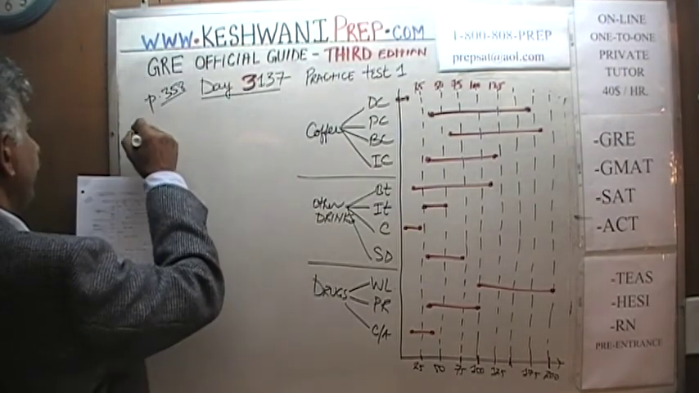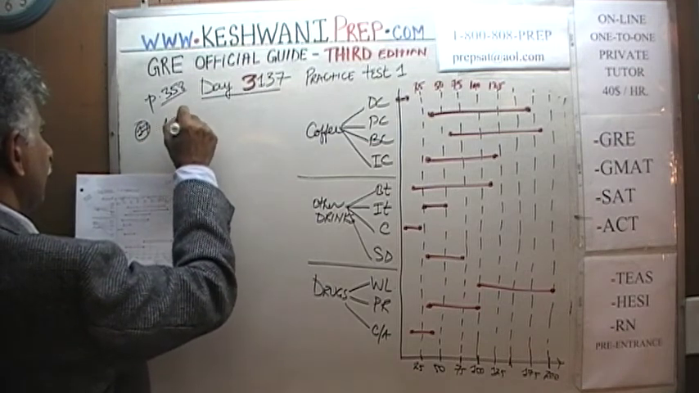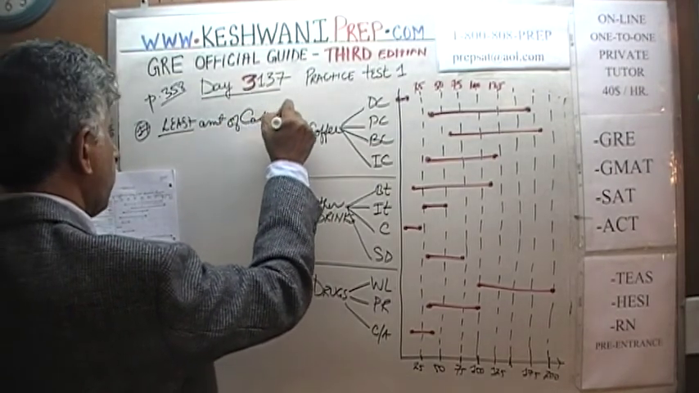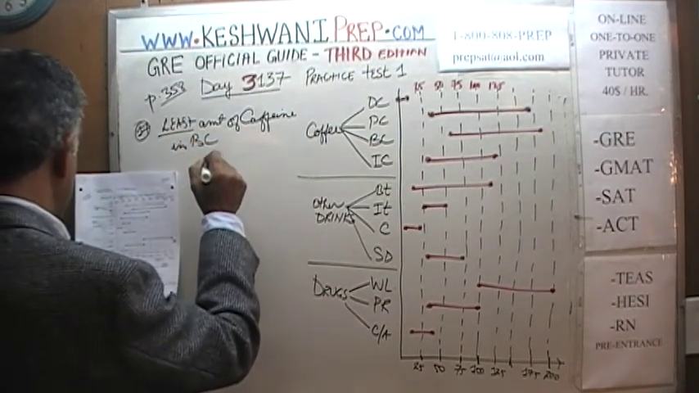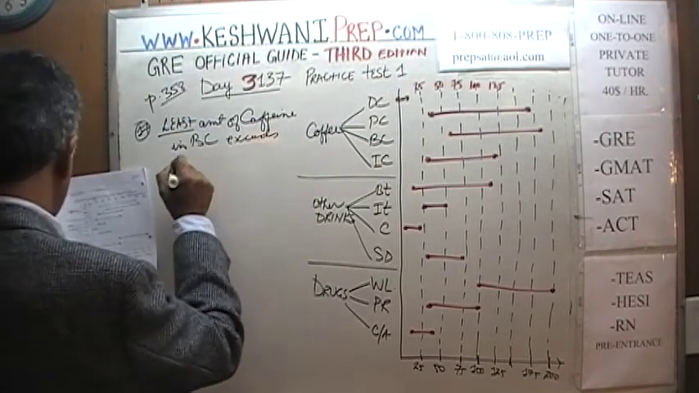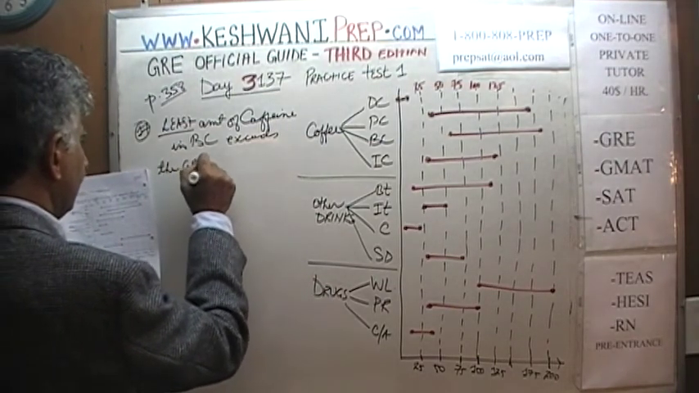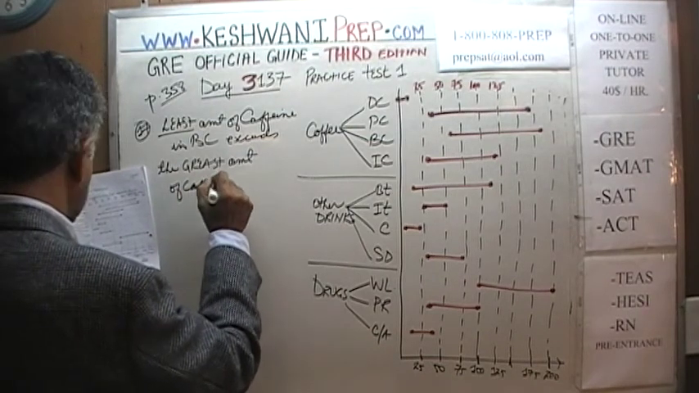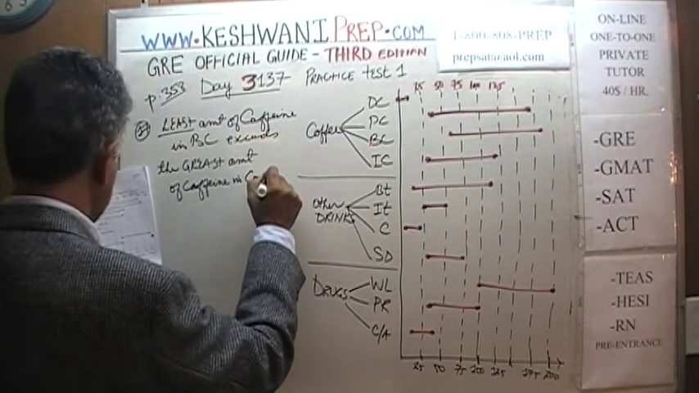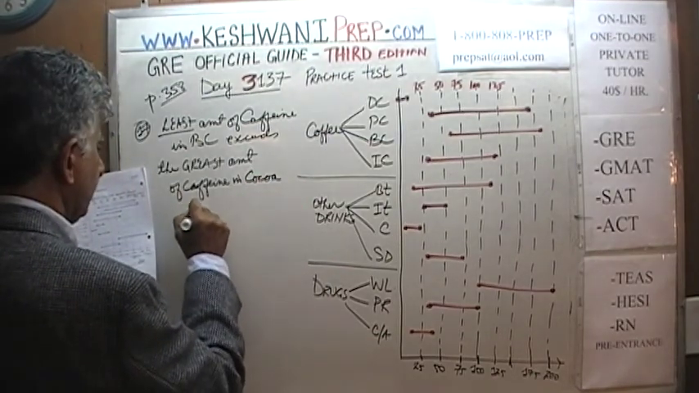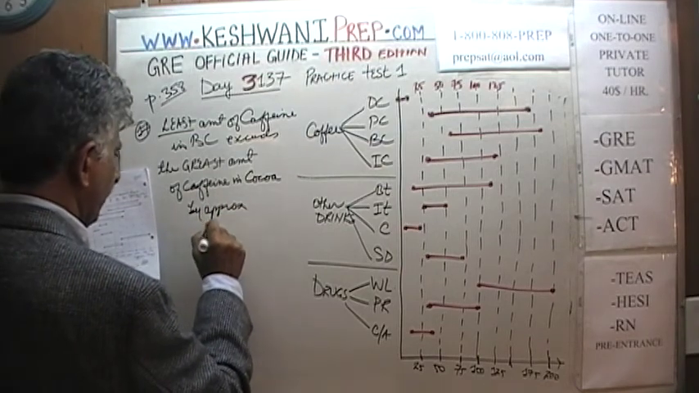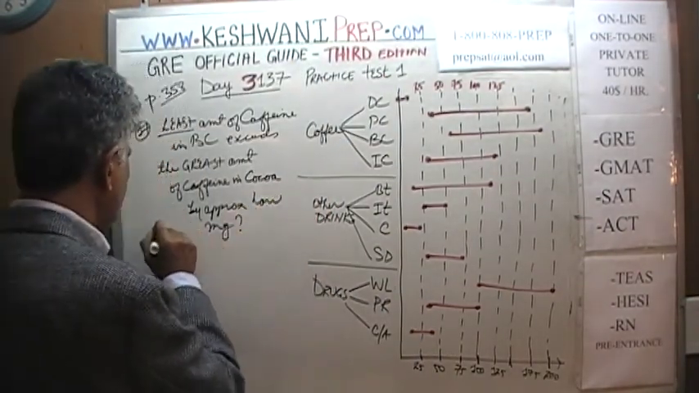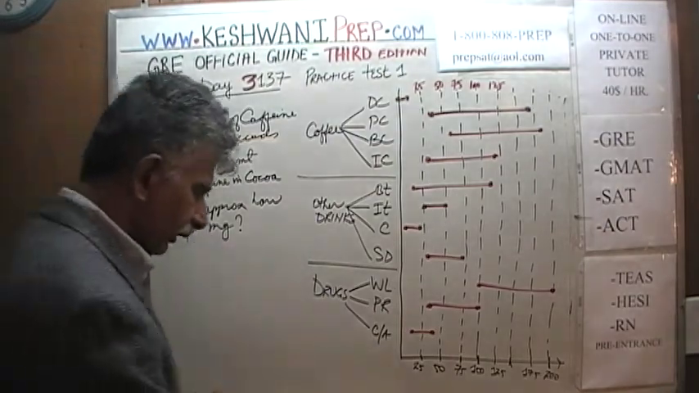The first question, number 17, says the least amount of caffeine in brewed coffee exceeds the greatest amount of caffeine in cocoa by approximately how many milligrams? I didn't write all of them, but by approximately how many milligrams? Very simple, very straightforward question. We take our time and we'll find it.